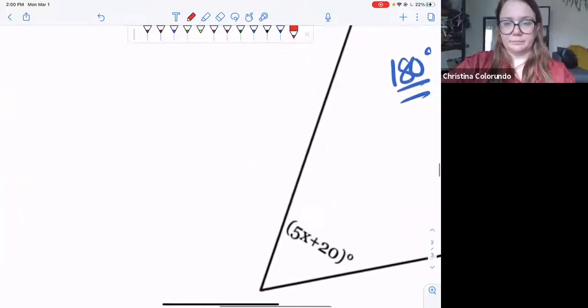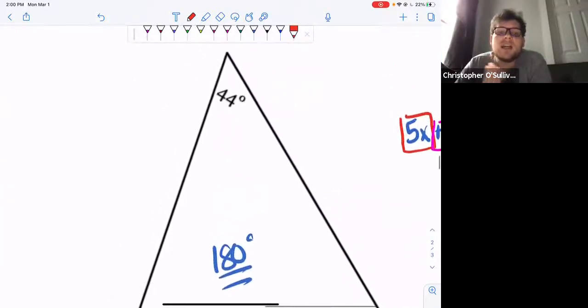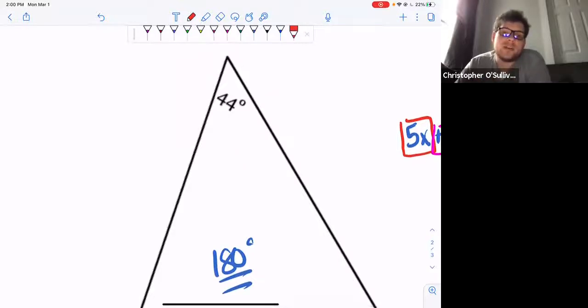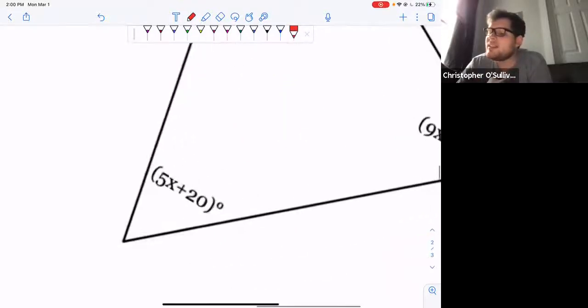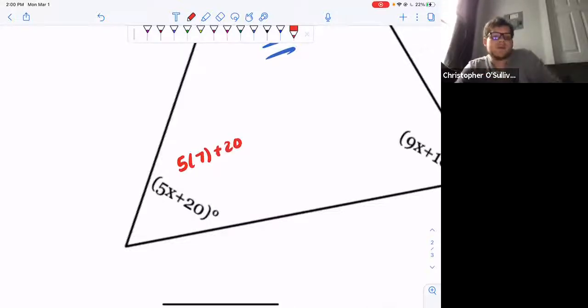So I'm going to have to go to these two expressions that I don't know much about. I don't have to plug it in here because I know that this angle is 44 degrees. So I'm going to plug in 7. So I do 5 times 7 plus 20. Liddy, I'm going to ask you what 5 times 7 plus 20 is. Yep, if you typed in Desmos correctly, it'll be 55 degrees.